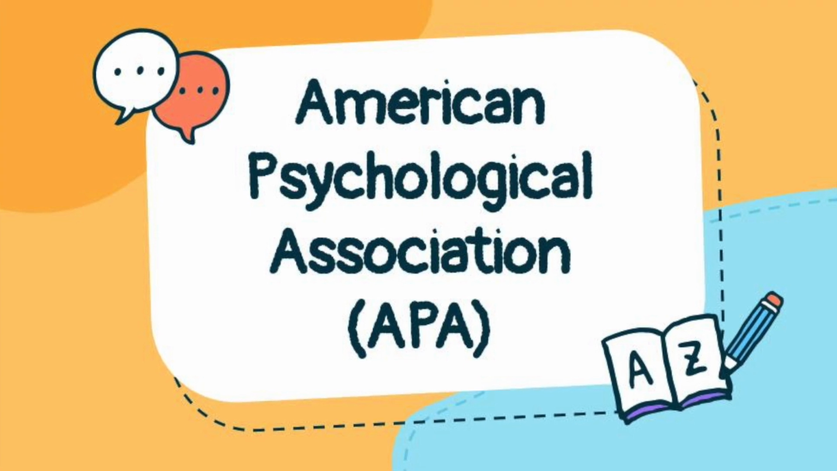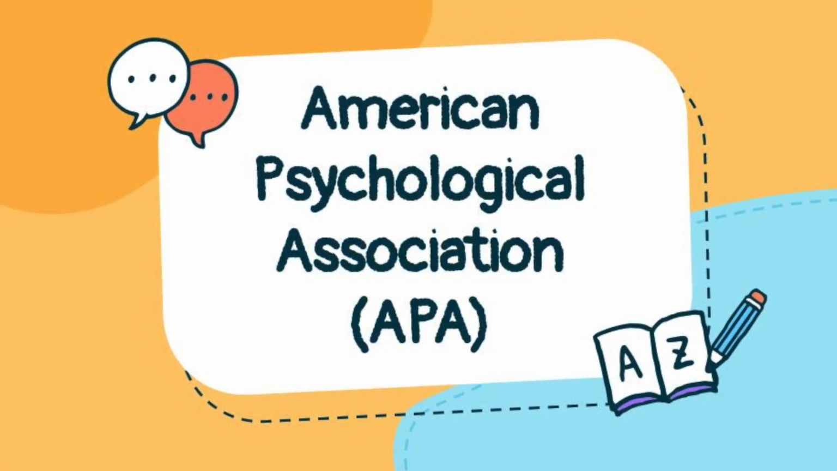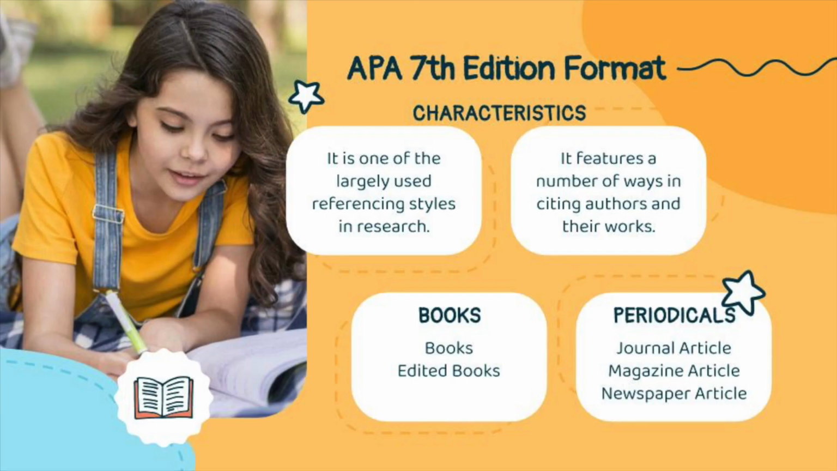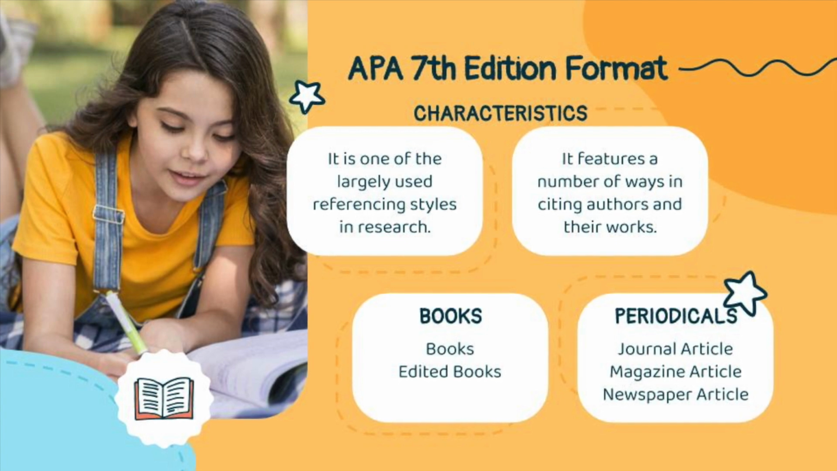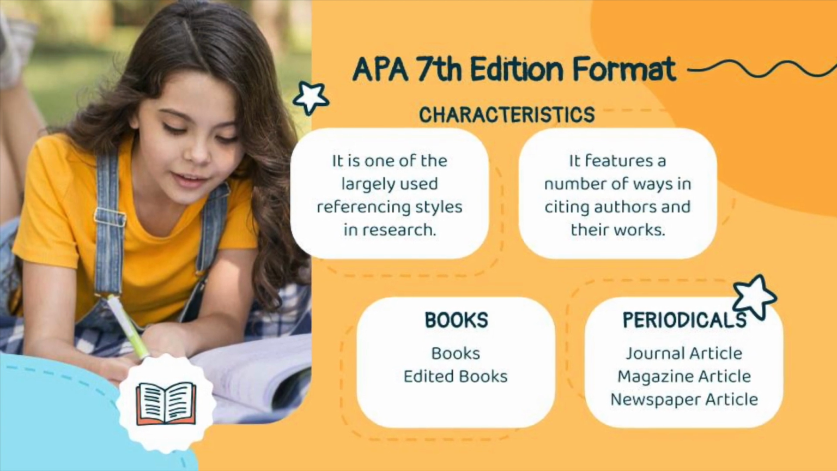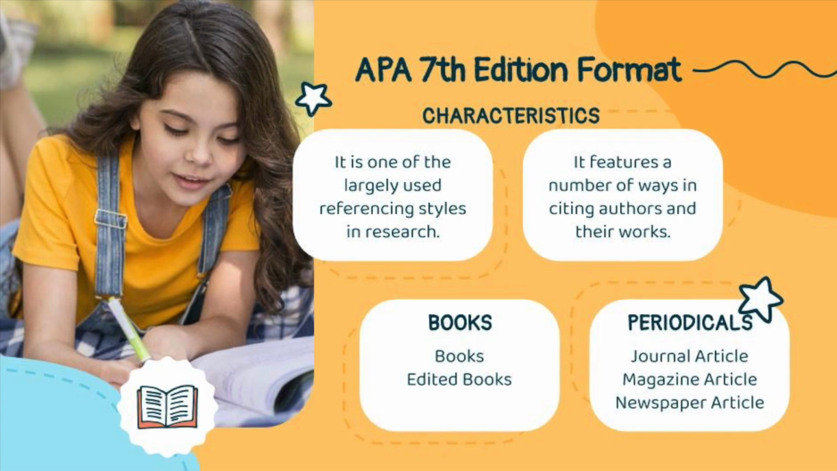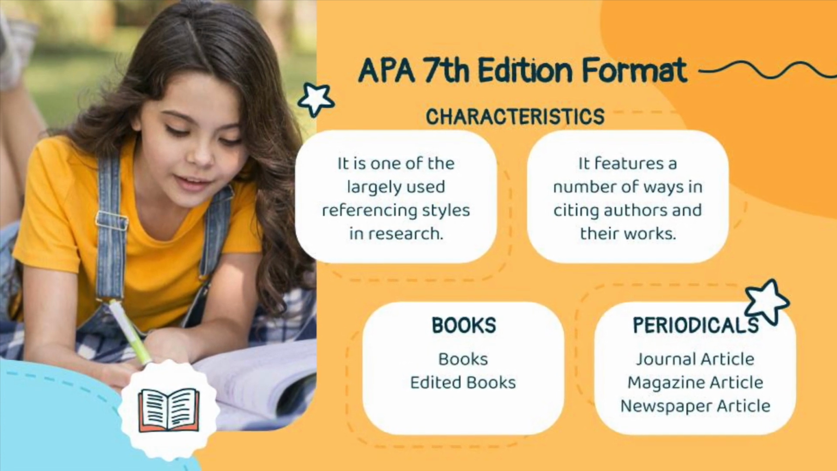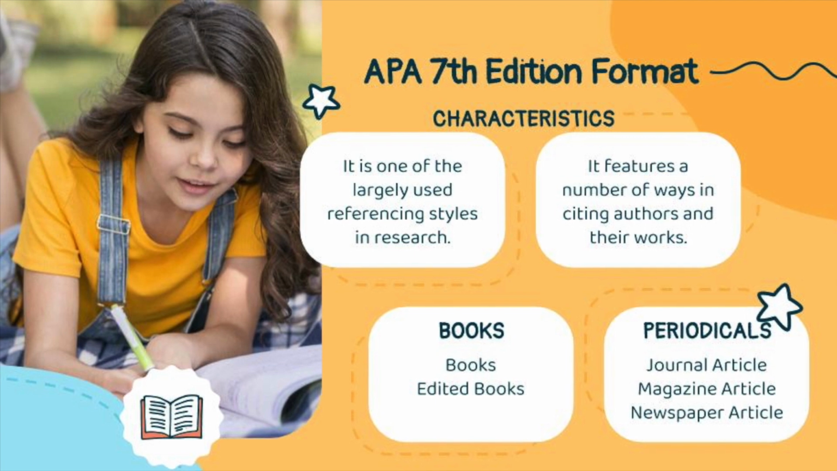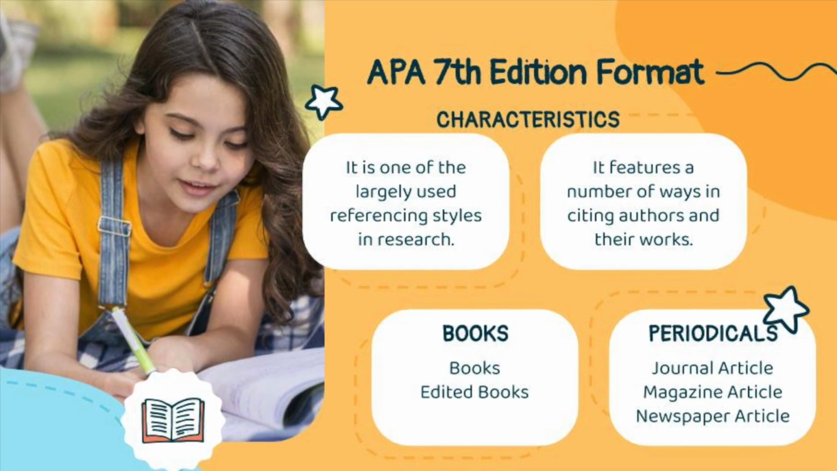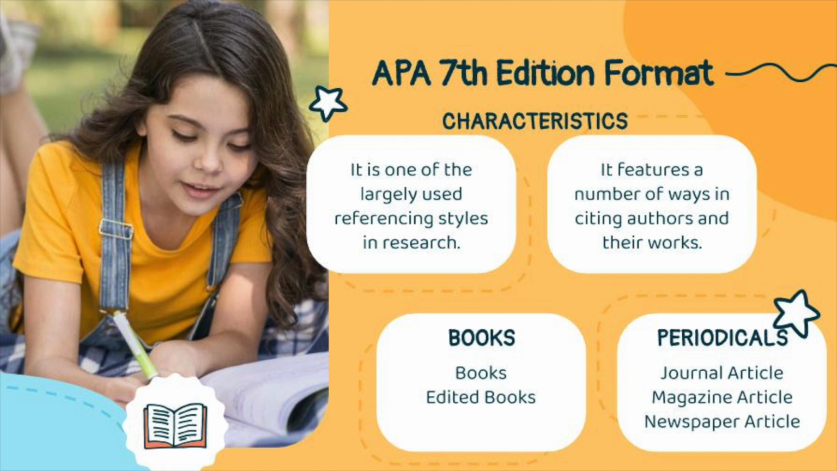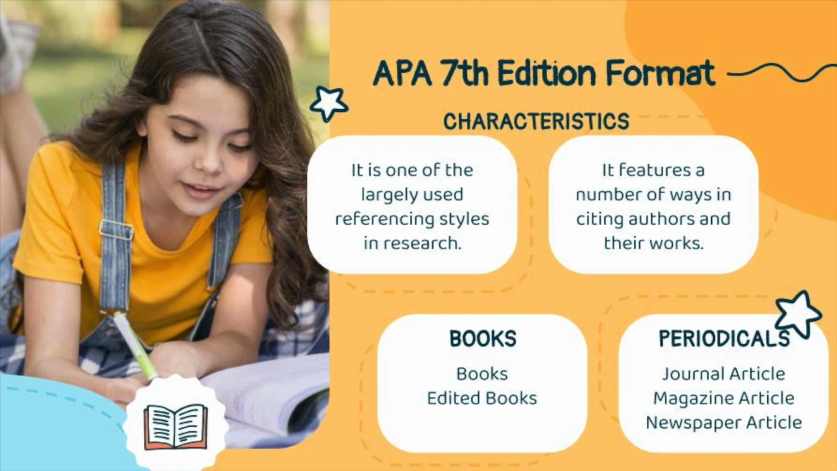There are various ways of acknowledging sources. One of these is the APA 7th edition format, introduced by the American Psychological Association, or the APA. The APA is considered one of the most widely used referencing styles in research and other academic endeavors. The APA 7th edition format features a number of ways of citing authors and their works. In this lesson, a few will be highlighted to guide you in basic referencing styles for books, periodicals such as journals, magazines, and newspapers, and other printed documents from government and private organizations.